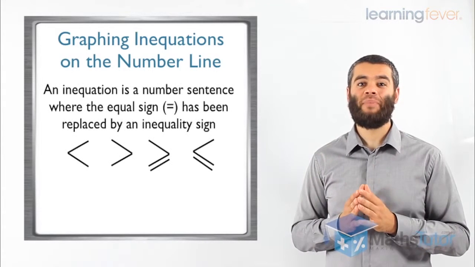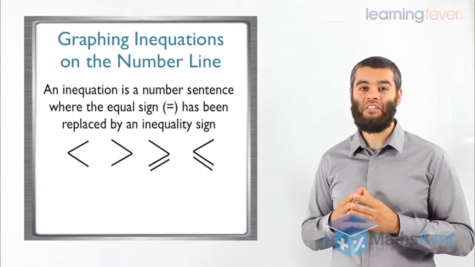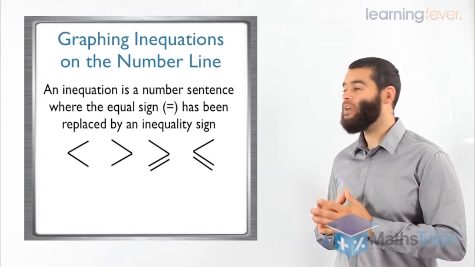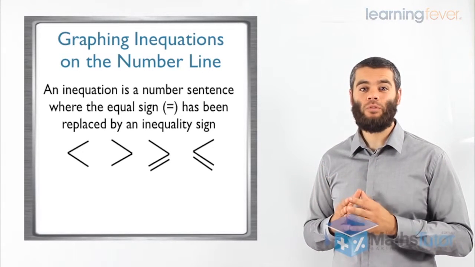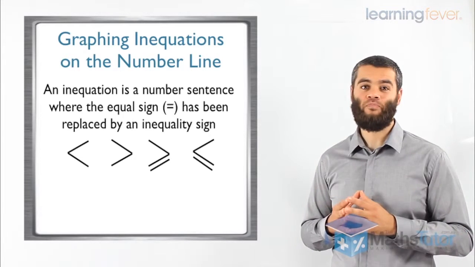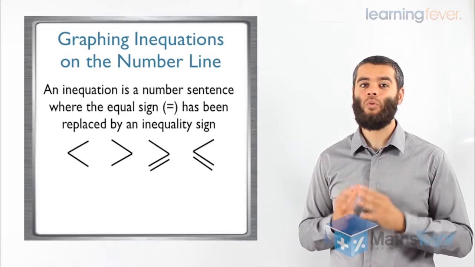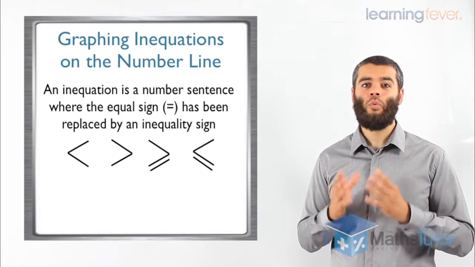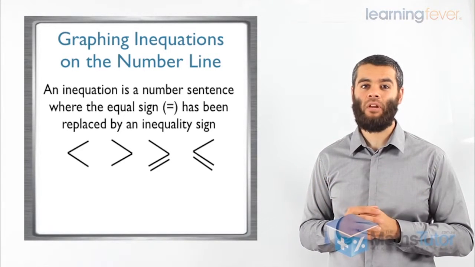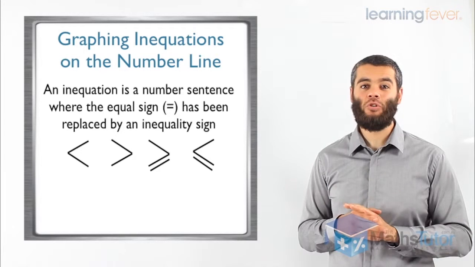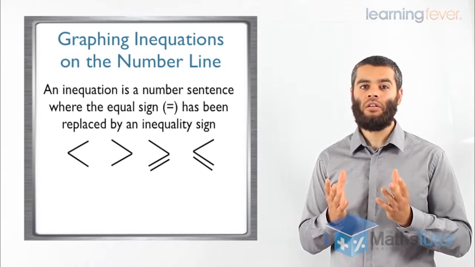An inequation is basically a number sentence where the equal sign has been replaced with an inequality sign: a less than, or a greater than, or a greater than or equal to, or a less than or equal to. So it's like a normal number sentence, but the equals has been replaced with an inequality sign. In inequations, we're going to learn how to solve inequations, but also how to graph them on a number line. In today's lesson, I'm going to show you how to graph an inequality, an inequation, on a number line.